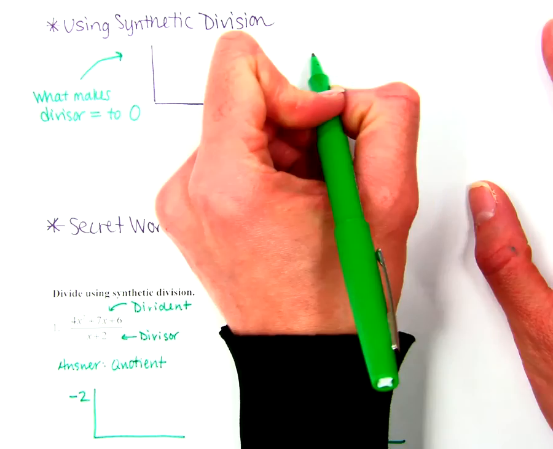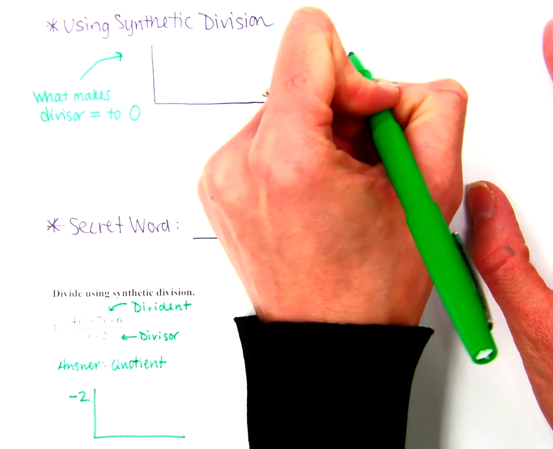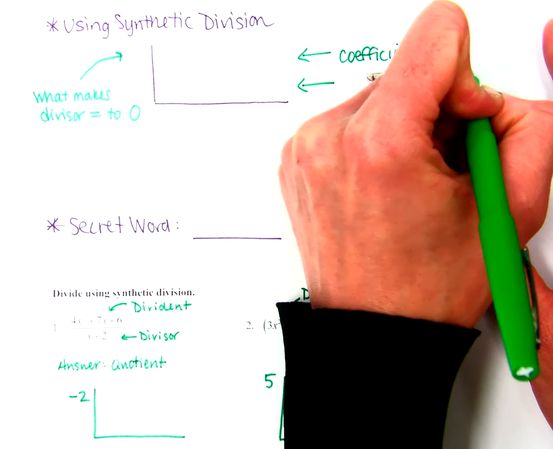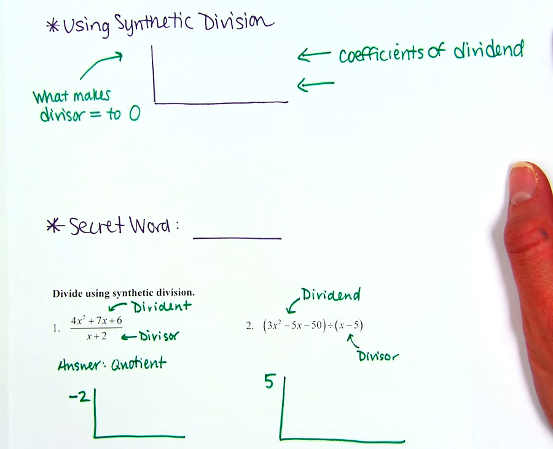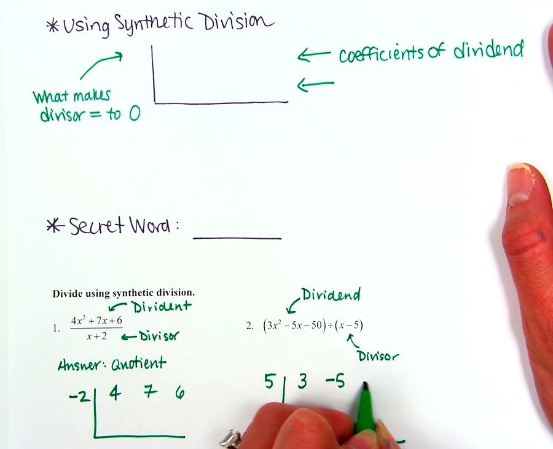And then you're going to have two rows of numbers here. So this is all of the coefficients of my dividend. Or in other words, what you're dividing. Okay, so if you look at your dividend, it's 4x squared plus 7x plus 6. Well, my coefficients are all of my non-variables. So 4, 7, and 6. Okay, if I set up this one, I have 3, negative 5, and negative 50.